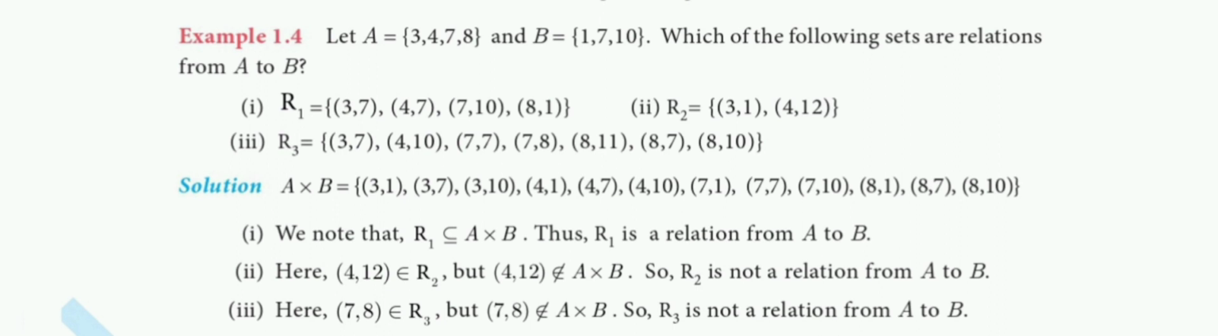In either way, to conclude the given one is a relation, we have to check that each element is an element of A cross B. But to prove it's not a subset, it's sufficient to prove that one ordered pair is not an element of A cross B, and we can give the conclusion. Hence, example 1.4 is completed.